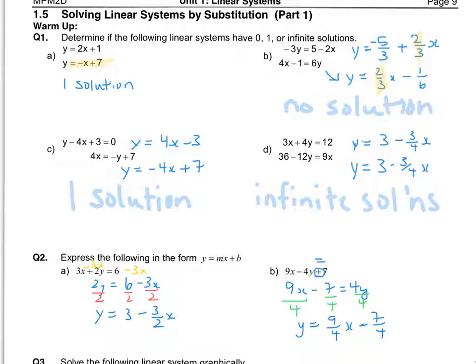All right, number 2, express the following in the form y equals mx plus b. I got y equals 3 take away 3/2 x, or I could flip that around and have y equals negative 3/2 x plus 3. It doesn't really matter the order of these, but generally we write things in descending powers of x, and we're used to saying y equals mx plus b.